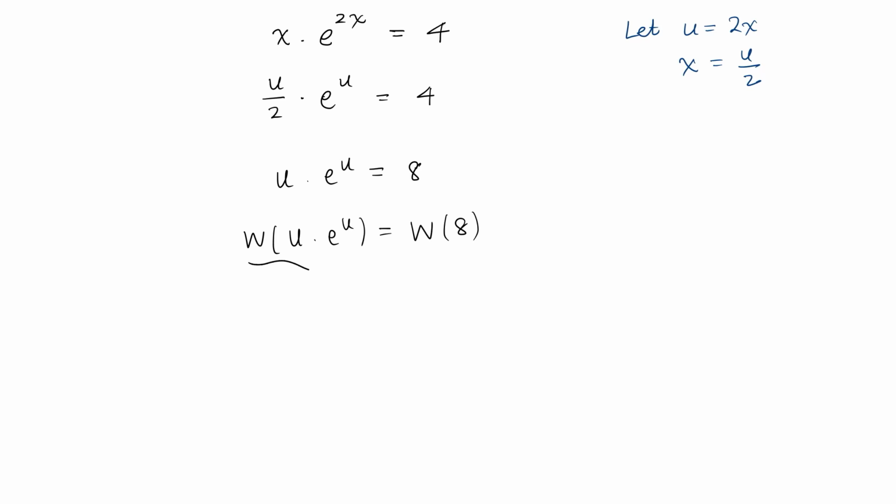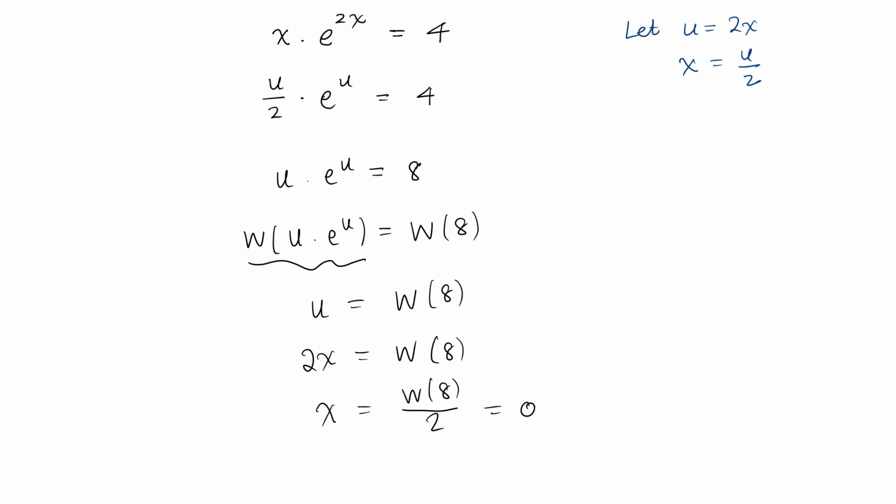Now this output is going to be u. So u is going to equal W of 8. And remember, u is equal to 2x. So 2x is equal to W of 8. That means x is going to equal W of 8 divided by 2, which is approximately 0.802905.